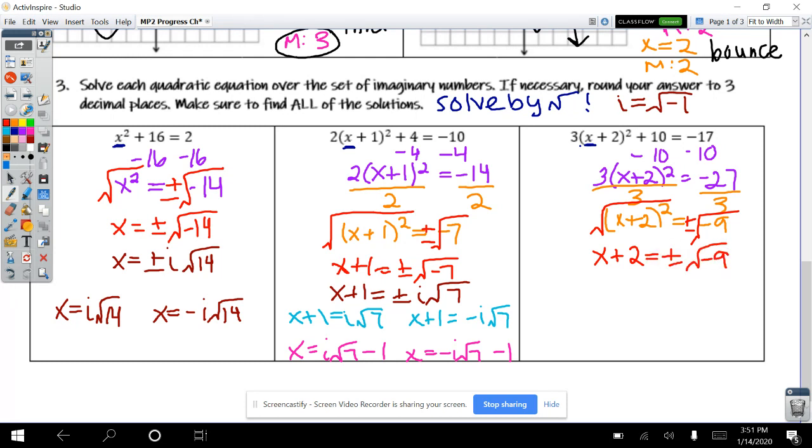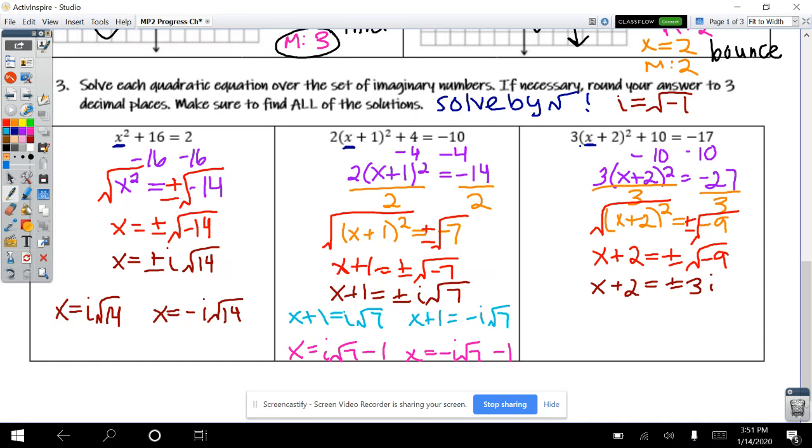So again, this is where we have to simplify using i. I know I can take out the negative using i, and I'm left with i times the square root of 9, but the square root of 9 is just 3. So I can simplify this to plus or minus 3i. Don't leave it as the square root of 9. You really need to know that that can be simplified.